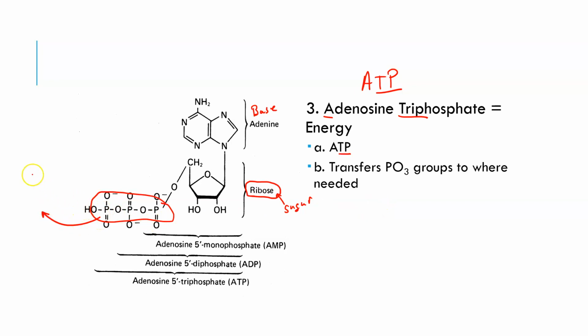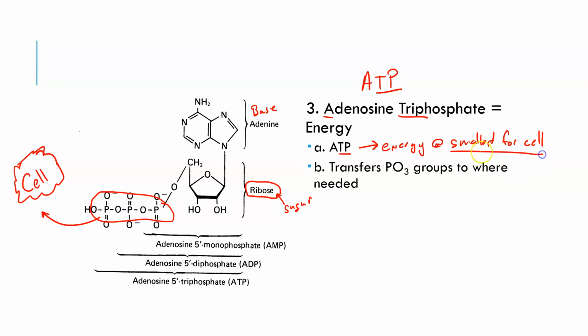And what that ends up doing is that this will go to some sort of cell, and it's going to energize that cell. And so ATP is really energy at the smallest level for a cell. And this again happens to be the other form of nucleic acid.